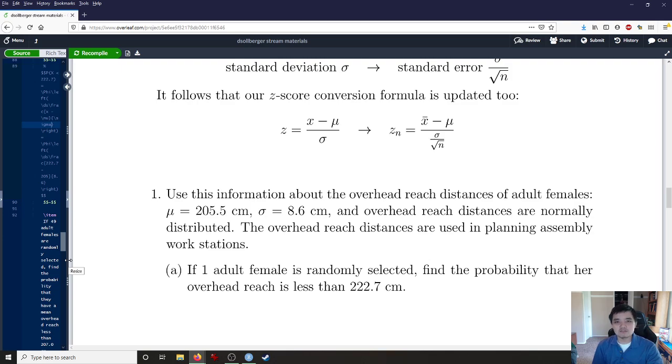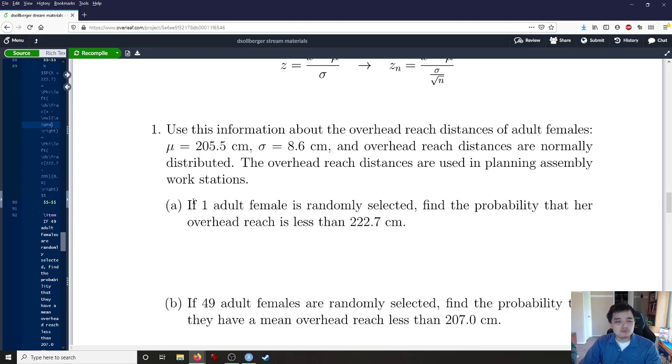The workspaces were designed for women because at the time such employees were mainly women, and moreover, you did not want to discriminate against women. So the focus was on women there. And they were saying the overhead reach distances where it was comfortable to reach for something without having to get up out of your chair. So now reading our task here in part A, if one adult female is randomly selected, find the probability that her overhead reach distance is less than 222.7 centimeters.